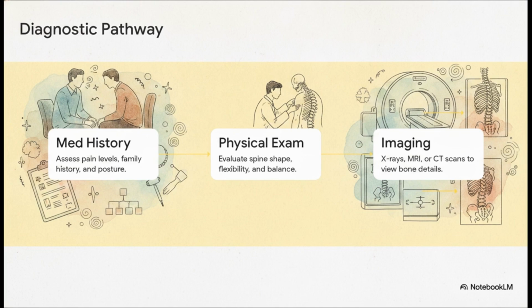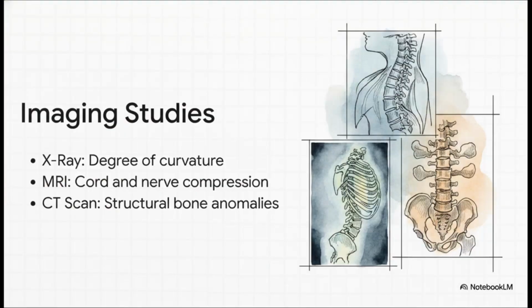Step 2. A thorough physical examination where the physician actively evaluates the spine's shape, checks the patient's flexibility, balance, and even tests their reflexes to spot any neurological issues. Only after all that do they proceed to imaging studies. When they do move to imaging, the choice of the machine is highly specific.